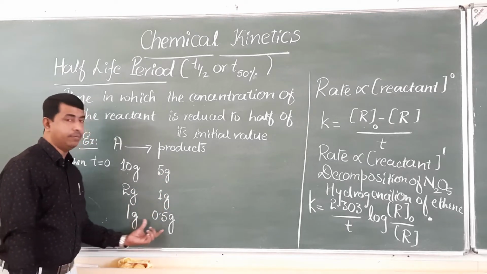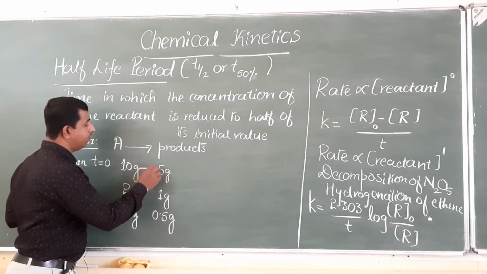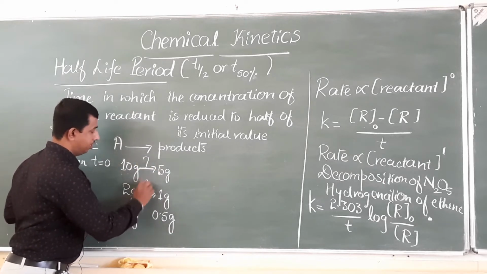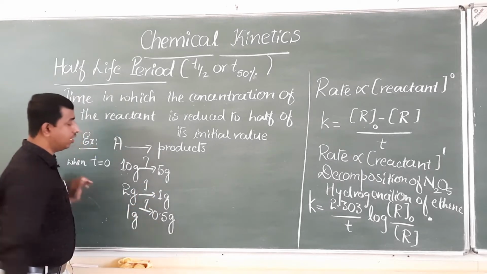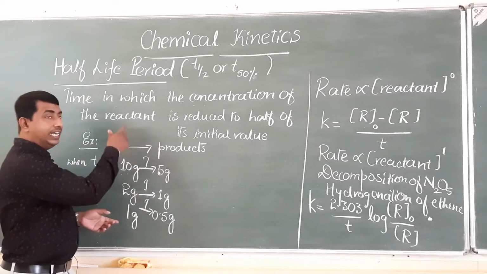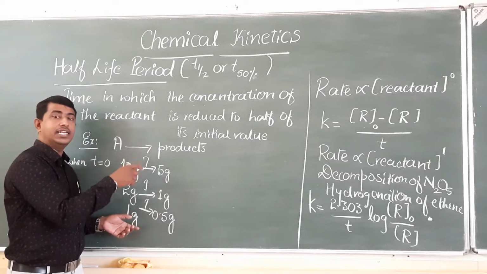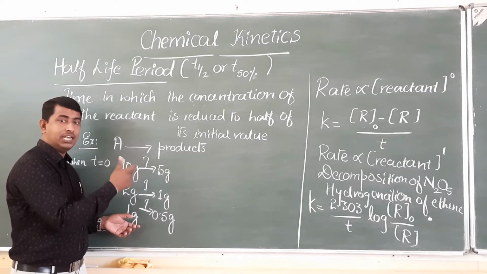If it is 1 gram, it should be reduced to 0.5. So, what is the time required for this reduction? This time is called the half-life period. Half-life period means the time in which the initial concentration is reduced to exactly half.